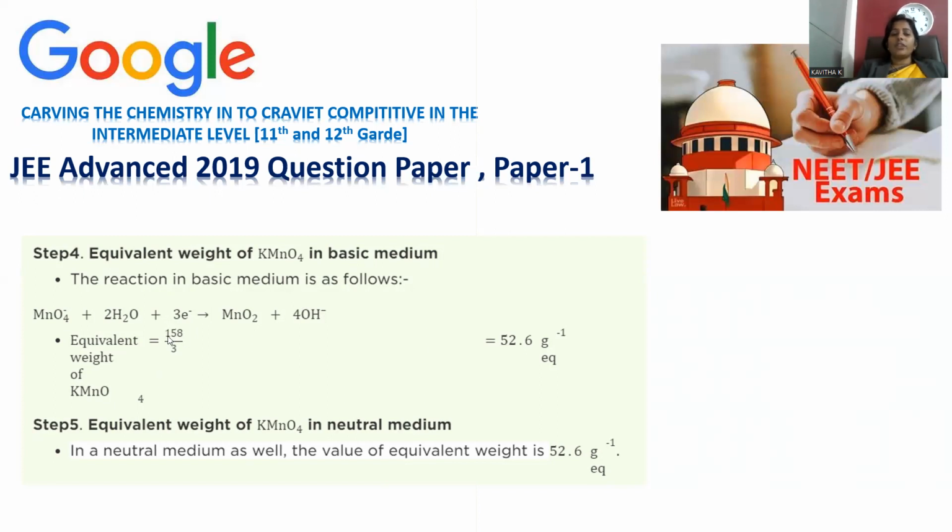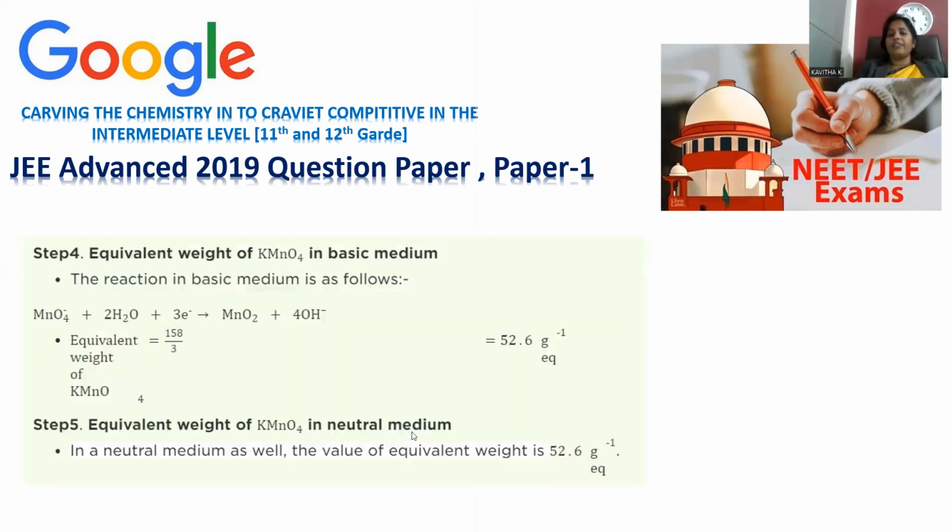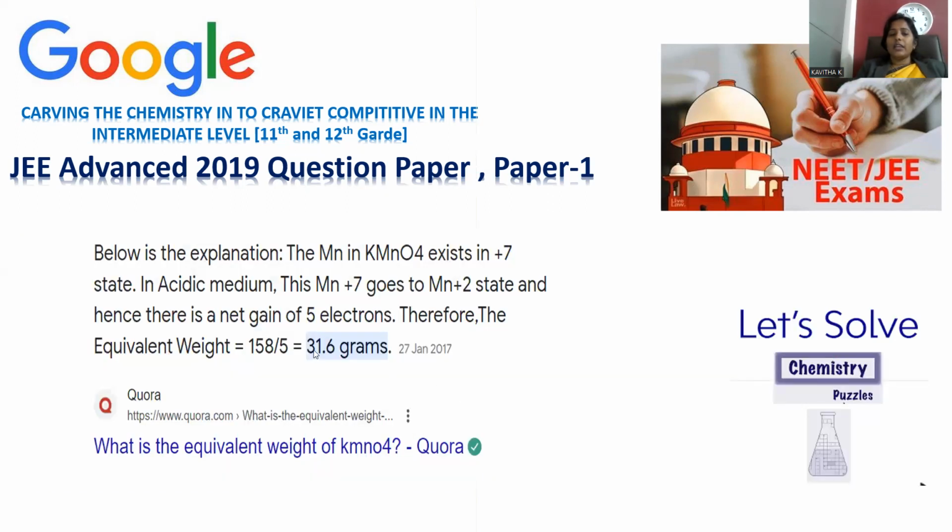If you take 158 by 3, the value will become 52.6. 52.6 for basic medium, 52.6 for neutral medium. But for acidic medium, 31.6 only. This purely depends upon electrons transferred, or valency, in that medium. Acidic medium, basic medium, neutral medium, we have to identify. Neutral medium value is 52.6. Acidic medium value is 31.6.